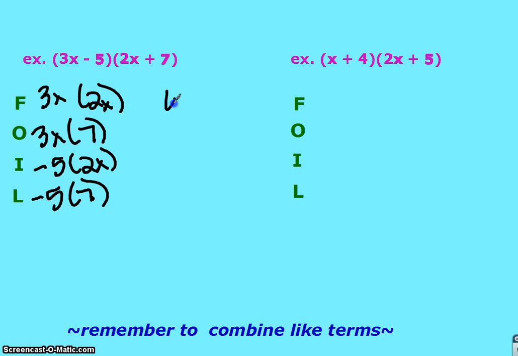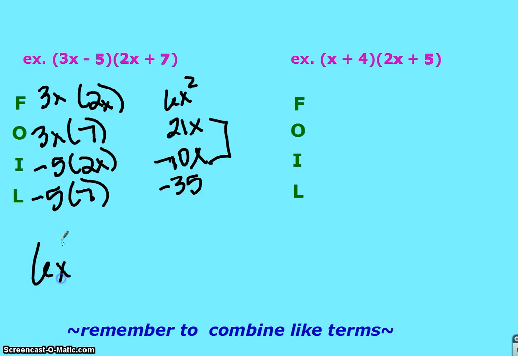3x times 2x gives you 6x squared. 3x times 7 is 21x. Negative 5 times 2x is negative 10x. And negative 5 times 7 is negative 35. Don't forget the 2 in the middle should always combine. 6x squared, 21 minus 10 is going to be plus 11x minus 35.